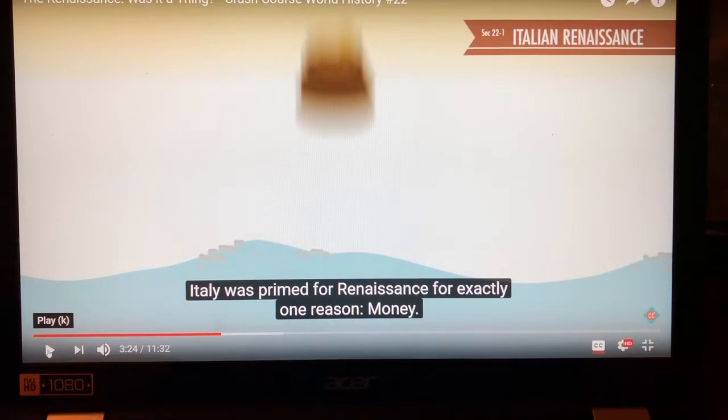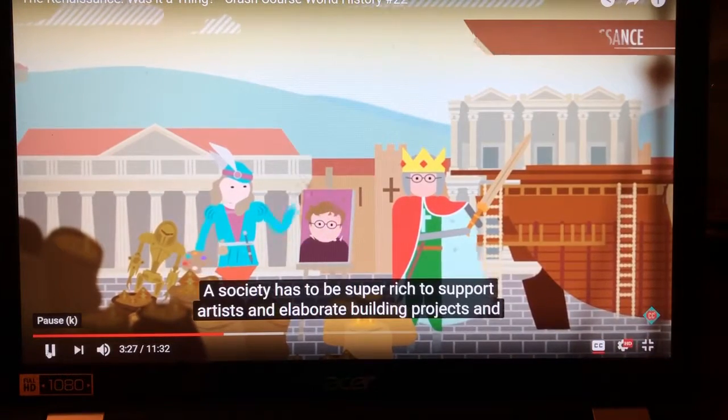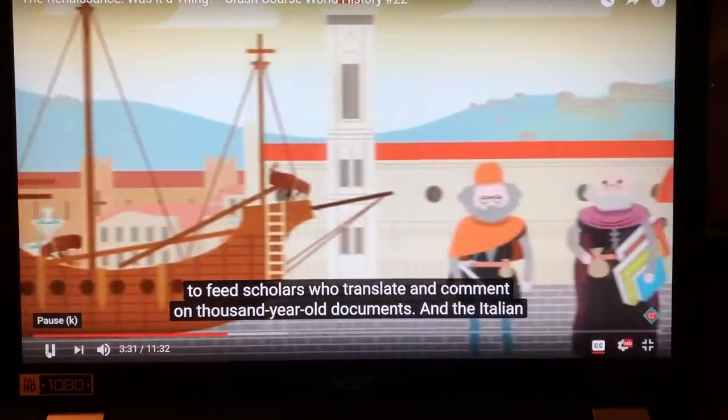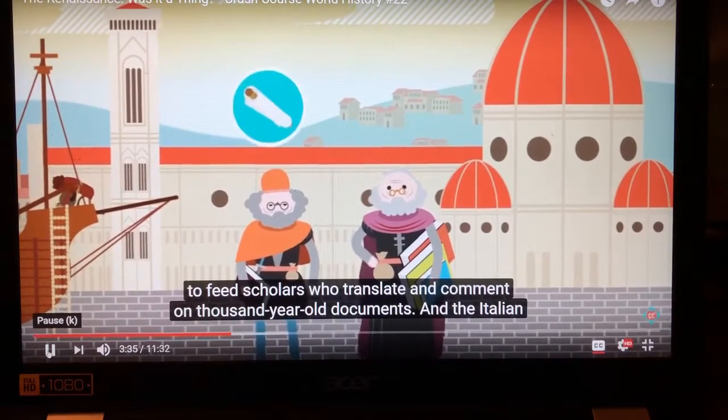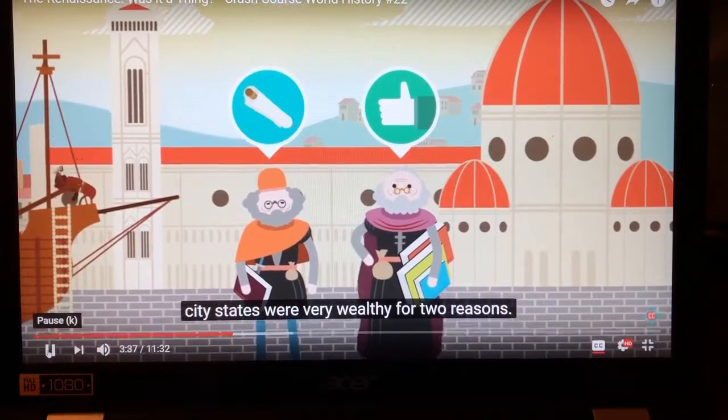Okay, so here's number 5. Why is this place primed for the Renaissance? And I know I stopped it quickly. There it is, money. Exactly one reason. Money. A society has to be super rich to support artists and elaborate building projects and to feed scholars who translate and comment on 1,000-year-old documents, and the Italian city-states were very wealthy for 2 reasons.